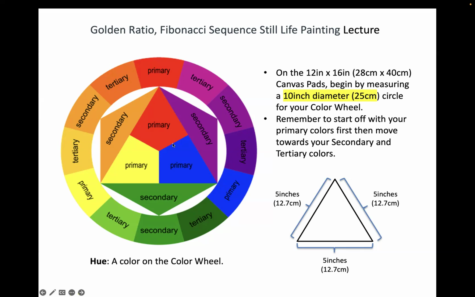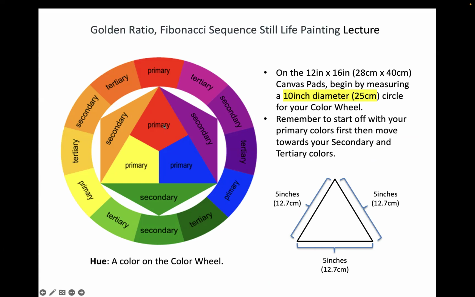Now, you can measure this out specifically if you want to get precise. You can see here this triangle measured out to about 5 inches each. You don't necessarily have to. I'm not really interested in the measurements, to be honest. I'm more interested in figuring out the primary, secondary, tertiary colors. Now, a hue is a color on the color wheel, also known as a color itself. So anytime we're talking about a hue, we're talking about a color, right?